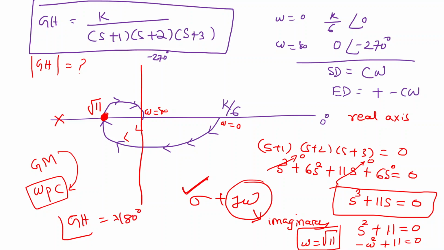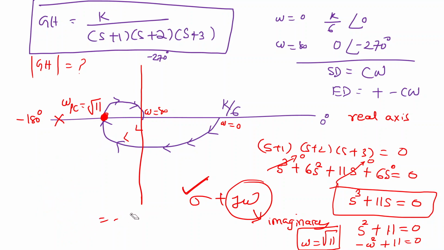Okay. Yes, sir. So whatever the question you are solving, now you are directly getting omega PC. Because at this point, on the negative real axis, your angle is the minus 180-degree line. So whatever point you get, that is omega PC. If you know this shortcut, then already half of the question is over for you. So this intersection point is also the phase crossover frequency omega PC.